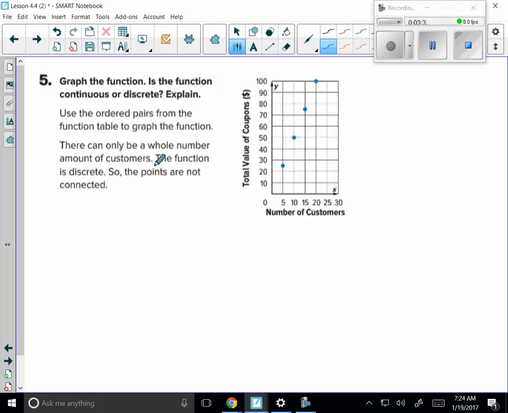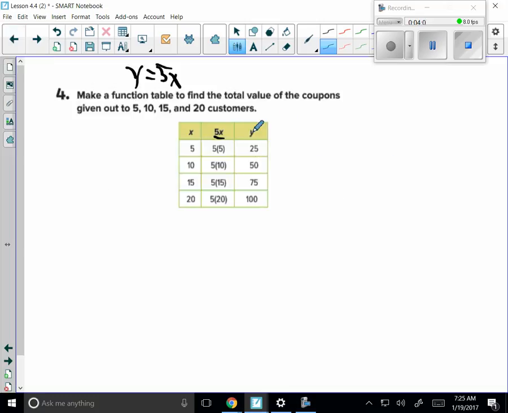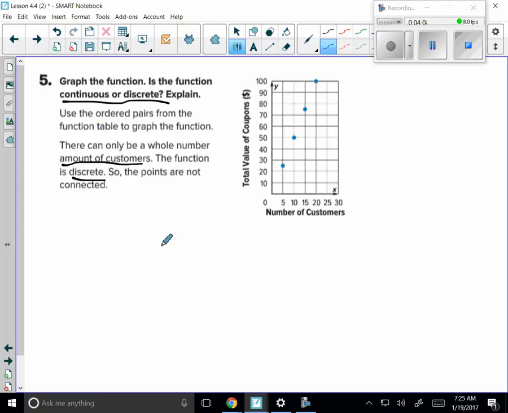If you take a look at number 5, now they're asking you to graph the function and then explain if it is continuous or discrete. So graphing the function, your first ordered pairs here are 5, 25, 10, 50, 15, 75, and then 20, 100. And they even already have it labeled for us. Now, right here, there can only be a whole number amount of customers. So I'm going to flip back to the table at the top here. Notice how y, our answers, are all whole numbers. When they're all whole numbers, that means that it is discrete.